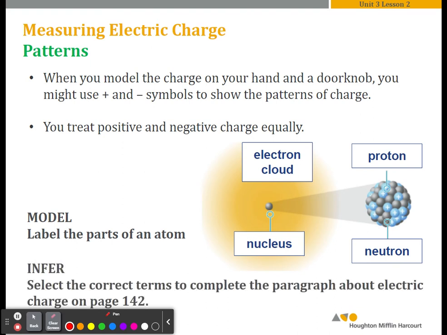So if you're wondering, wait a minute, how do you cram all those protons together? Don't they repel? Yes, they do repel. But there's another force other than the electrostatic force that holds the nucleus together. And that force is strengthened by the presence of neutrons in a nucleus.